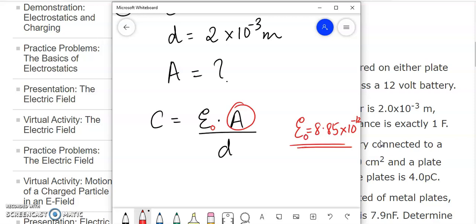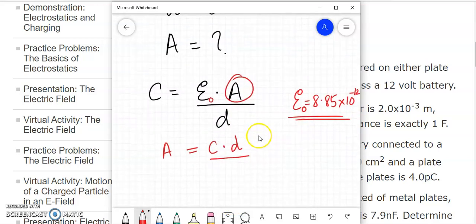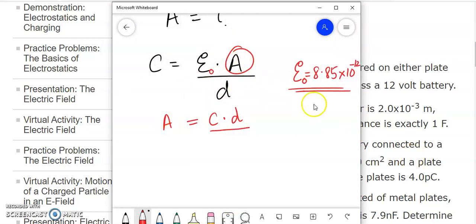Okay, so now keeping A as the subject on one side of the equation and moving these two across, what you do is C times D. I don't need to explain this because this is basic mathematics, so you should know by now how to rearrange formulas. So if you keep A as the subject, these two quantities go to the other side of the equation. So A is equal to C times D divided by epsilon 0.